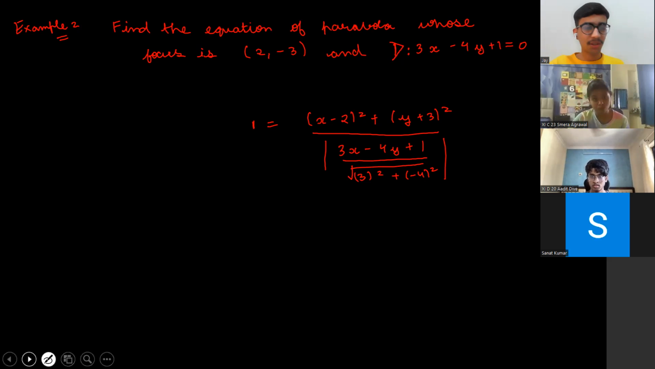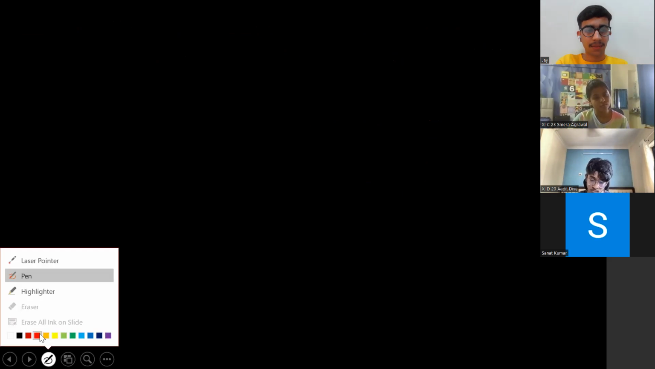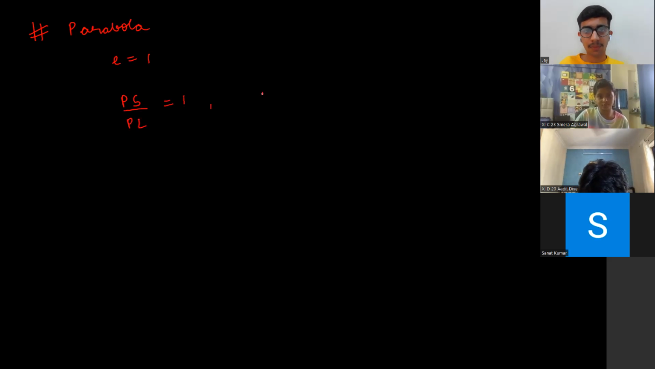Cool. Let's move on now. So for the parabola, what you have to remember is that eccentricity is 1. That means the distance of the point from the fixed point, which is the focus, is equal to the distance of the point from the fixed line. Okay. Write the heading as parabola now. So in a parabola, eccentricity is equal to 1. That means PS by PL is equal to 1, so PS is equal to PL. That means the distance of the point from the fixed point or the focus is equal to the distance of the point from the directrix.